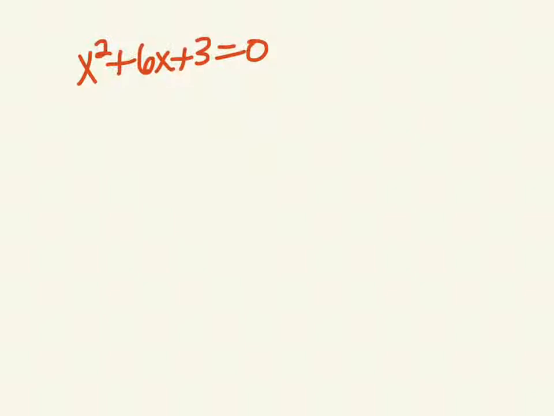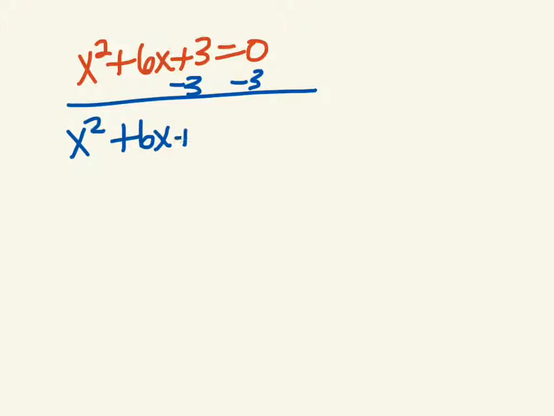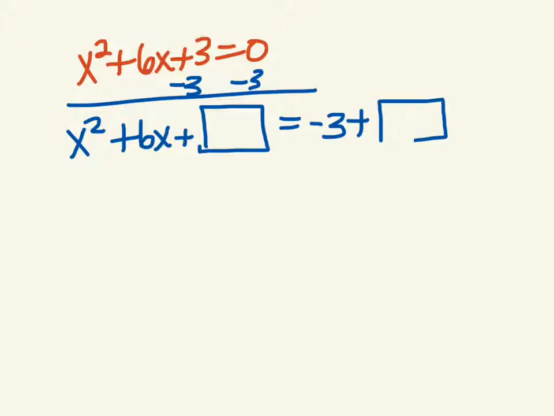So to start it, you've got to subtract over the constant to the other side of the equation. So you're left with x squared plus 6x plus, now I like to draw a box. I'm a very visual learner, so sometimes the box helps, because that's where we're going to find a new number to go in that box. On the other side we have a negative 3, and whatever we do to one side we have to do to the other, so a plus box on the right side.